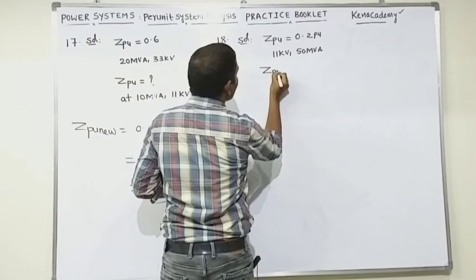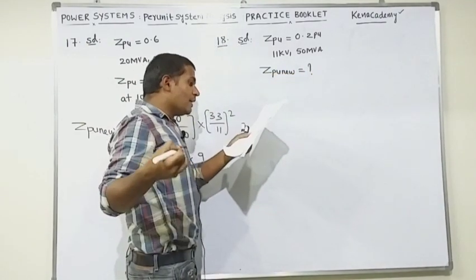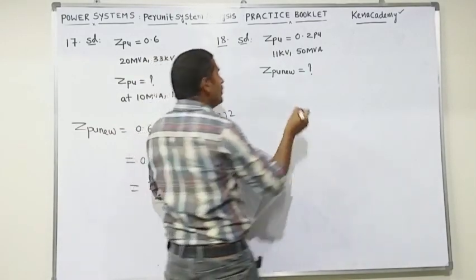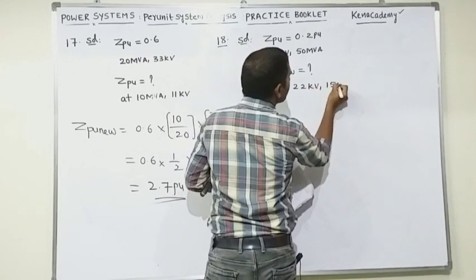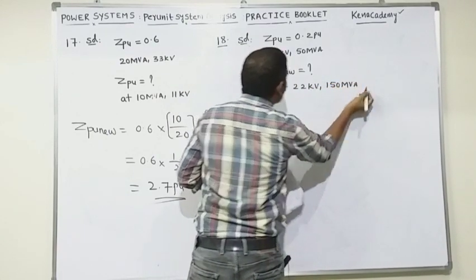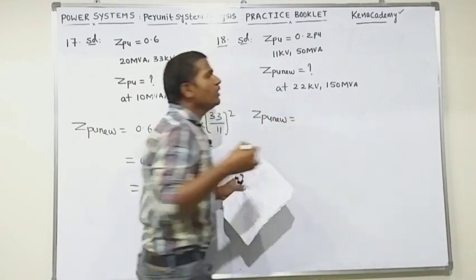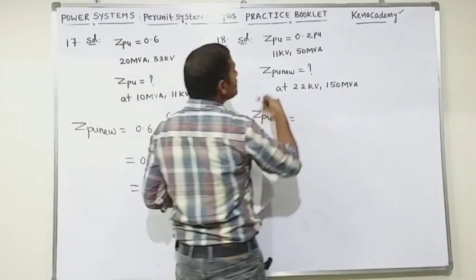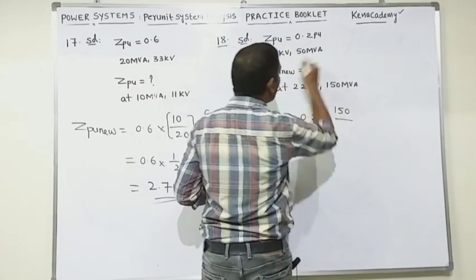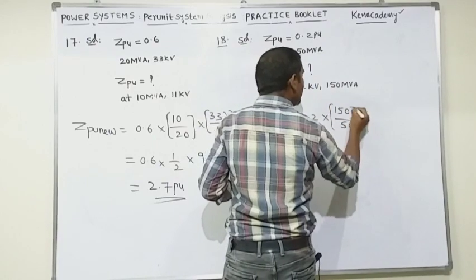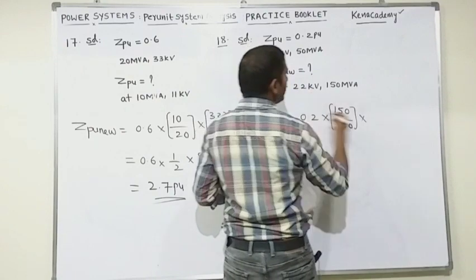Then you want to find the Z per unit new at 22 kV, 150 MVA. Same formula. Z per unit new equals Z per unit old. Z per unit old is 0.2. MVA new is 150, MVA old is 50.